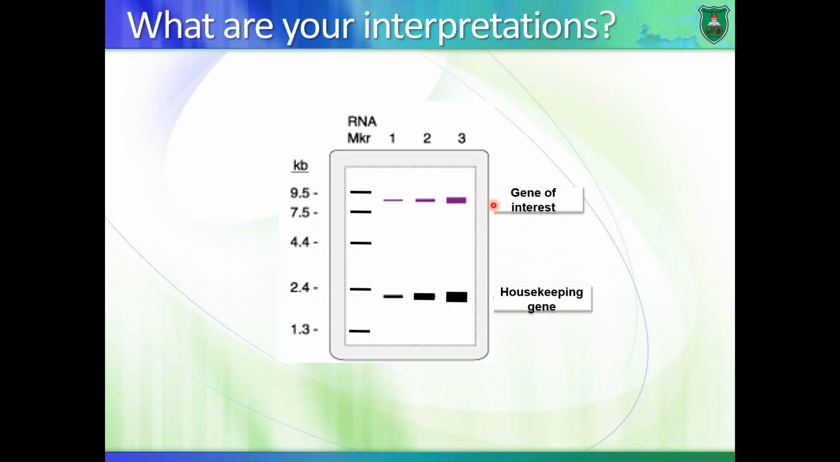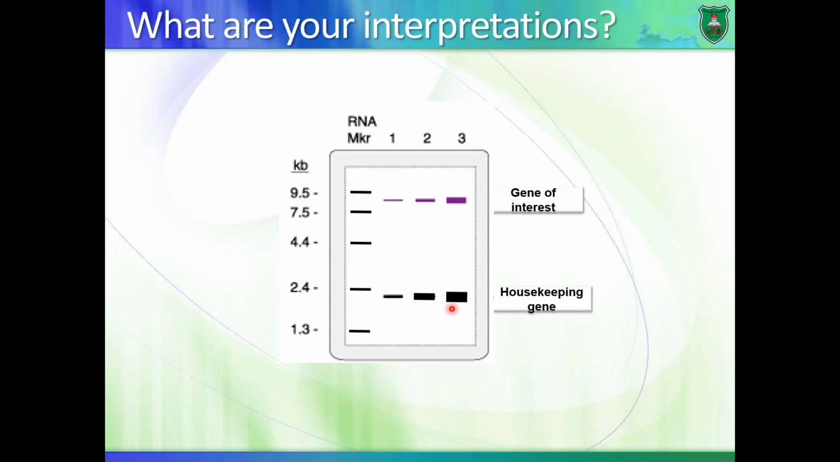So right here, for example, what do we see? We see an increase in the thickness of the messenger RNA, and that tells me what? That there is more messenger RNA in sample 3 versus sample 2, in sample 2 versus number 1. Now, is this increase true? Is it real? Well, look at the housekeeping gene. What do we see in here?